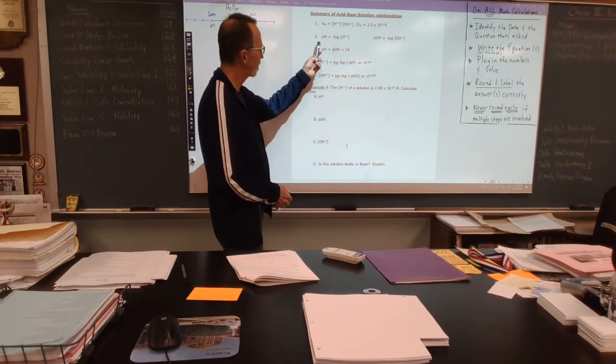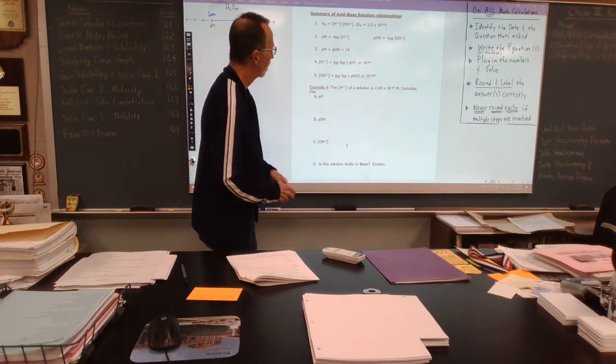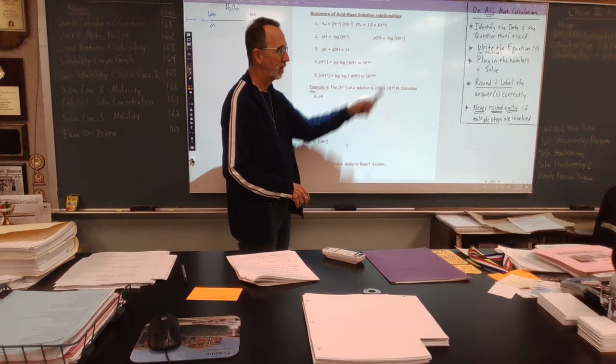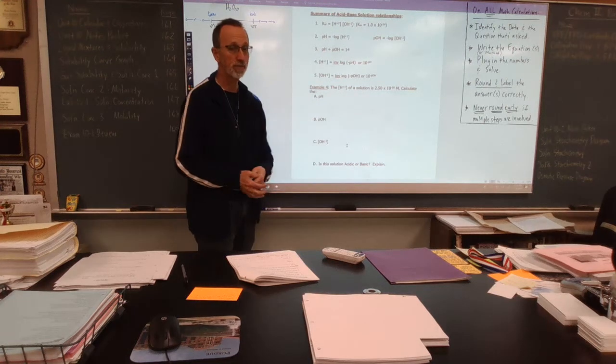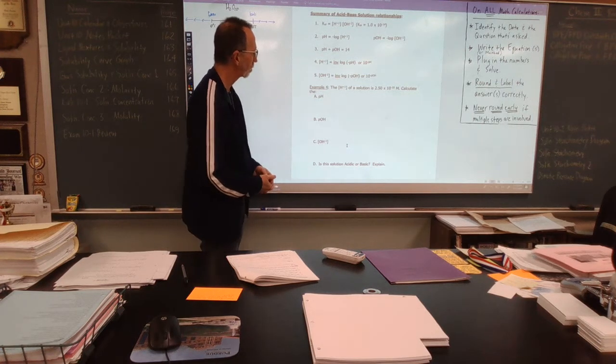The pH of a solution is equal to the negative logarithm, log base 10, of the hydrogen ion concentration. pOH is equal to the negative log of the hydroxide ion concentration. For any particular solution, the pH and the pOH of that solution add up to 14. So if you know one of them, you can get the other one by simply subtracting it from 14.